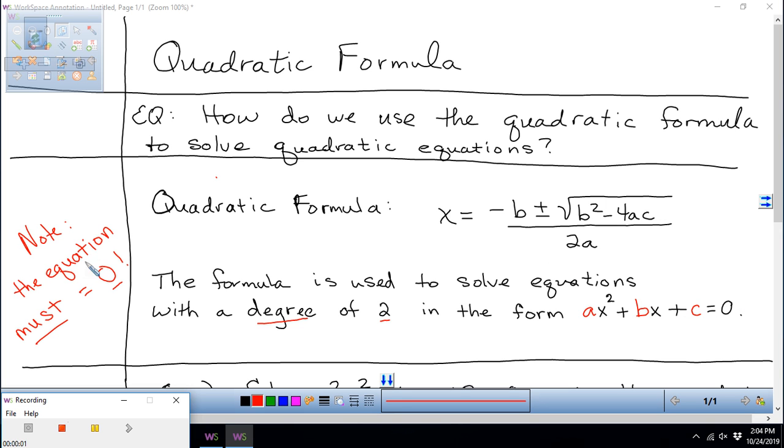And I want you to make a special note that the equation must always be equal to 0 before you try to plug into the quadratic formula. Let's go ahead and pause for a moment, and we will start off with our first example.